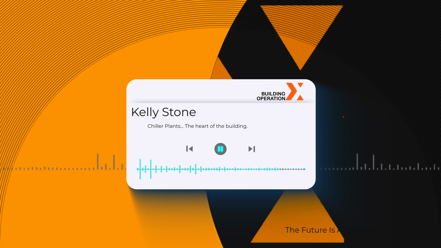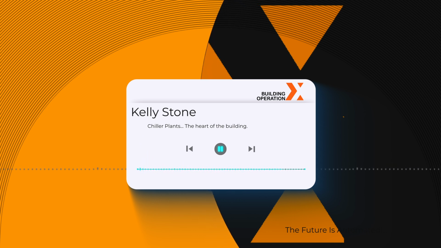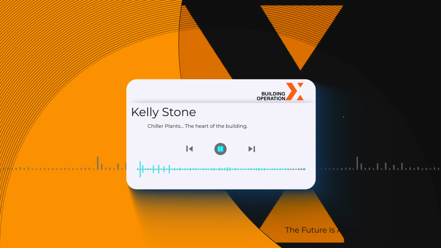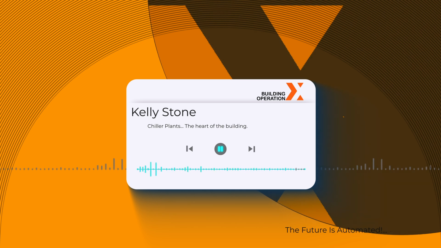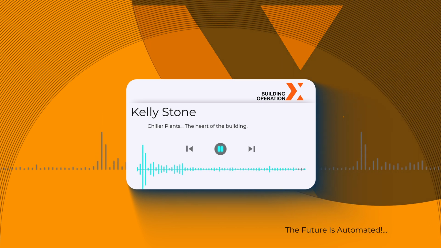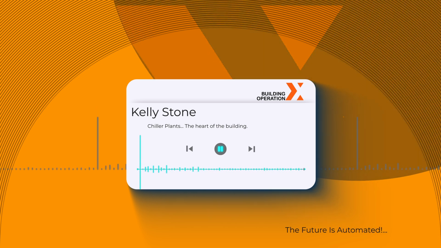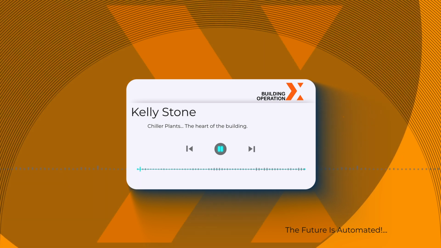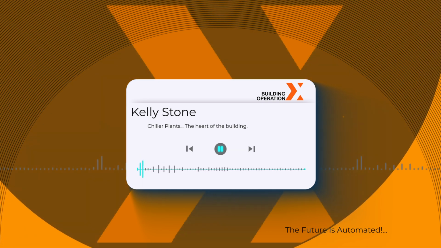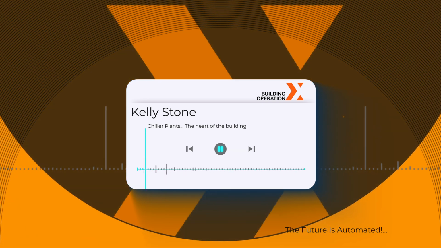By harnessing the power of sensors, data, and machine learning, we can now anticipate potential problems before they even arise. So instead of waiting for something to break down and cause chaos, we can proactively address these issues and keep everything running smoothly. It's like having a team of tiny robots constantly monitoring the health of your chiller plant. I love that visualization. That's what I was going for.